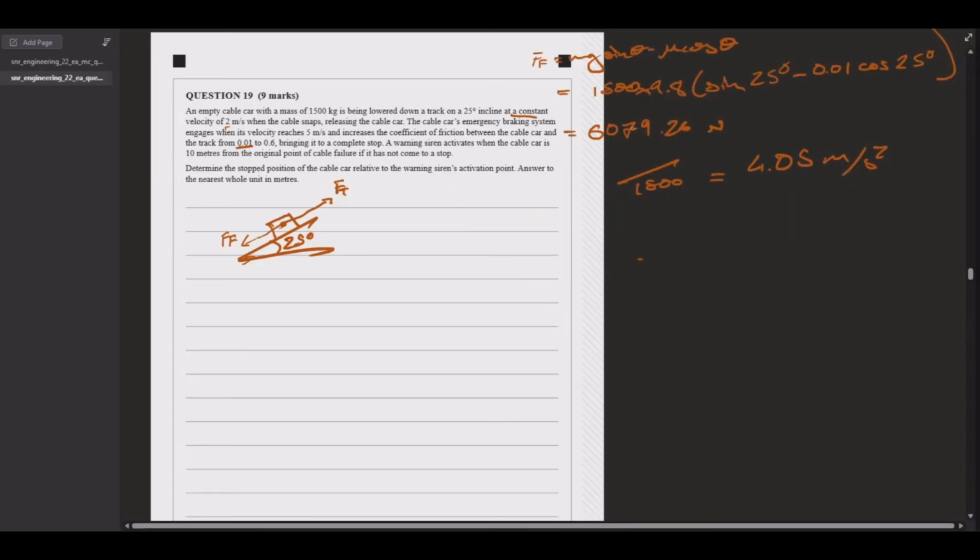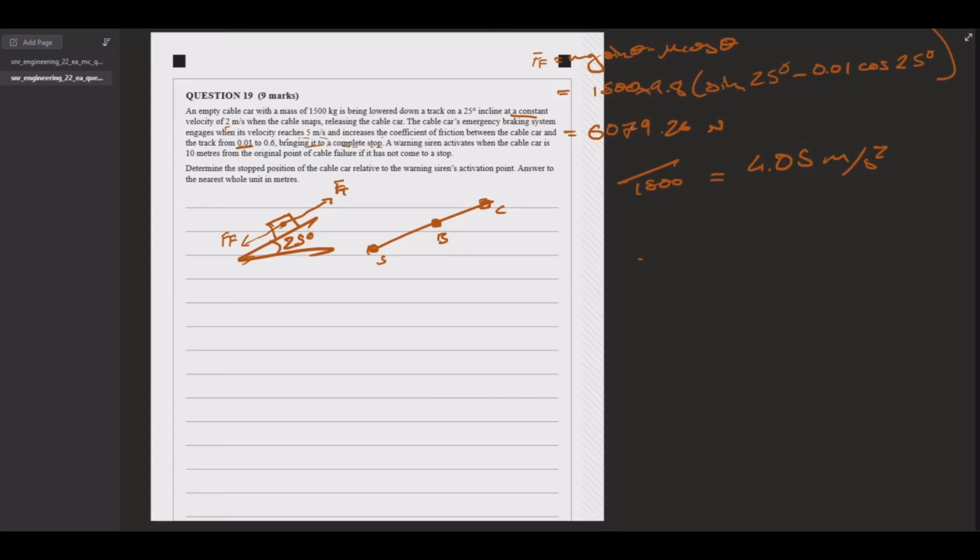The next part of the question is, when the velocity reaches 5 meters per second, the coefficient of friction is going to increase, which will eventually bring it to a complete stop. So, we need to find the distance it travels in between the point where the cable snaps, and then the distance that it takes for the braking system to activate. Let's label that B, and cable C, and the complete stop is going to be S.